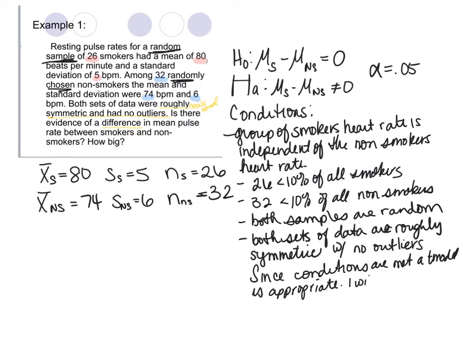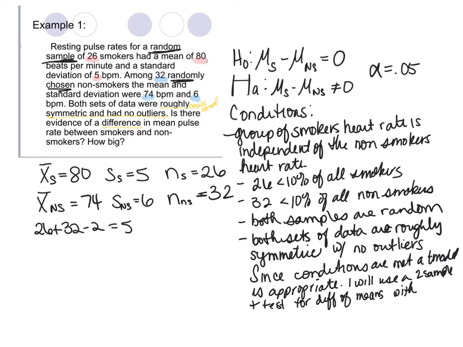I will use a two-sample t-test for difference of means with, let's see, our sample size is 26 plus 32 minus 2, which is 52 degrees of freedom. I'm sorry, 56. So 56 degrees of freedom. And I like to just put that in the statement so I have it somewhere.